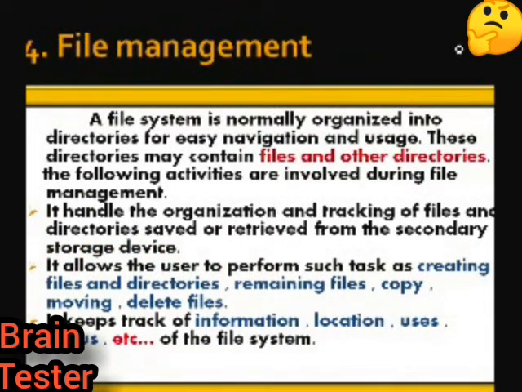File management. A file system is normally organized into directories for easy navigation and use. These directories may contain files and other directories. The following activities are involved during file management. It handles the organization and tracking of files and directories saved or retrieved from the secondary storage device. These are the three points.